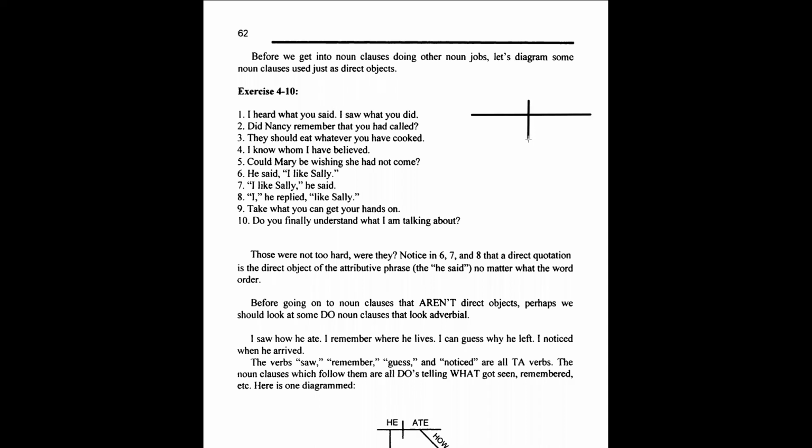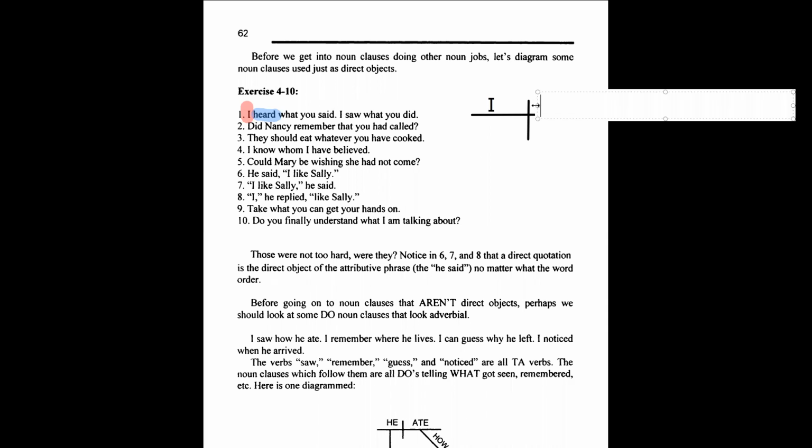First thing I want to do, find the main subject and verb. What's the main subject there? What's the sentence about? I, right? That's our subject. Where's the verb? Heard, right? That's the main verb. So I'm going to put those into my diagram. I heard.